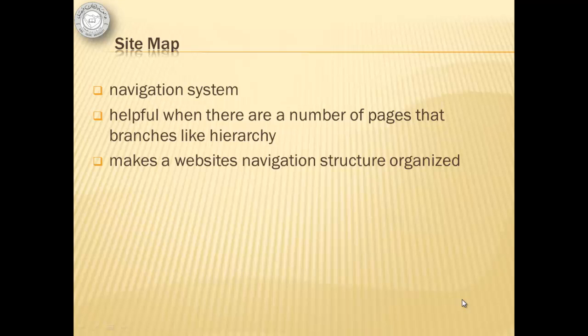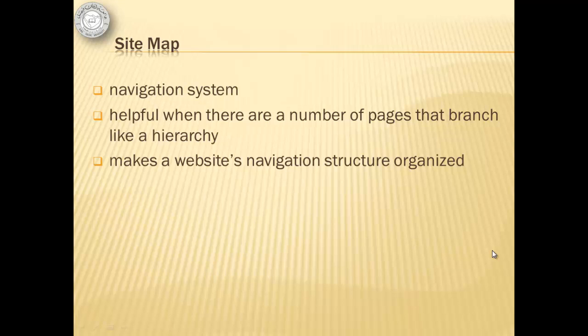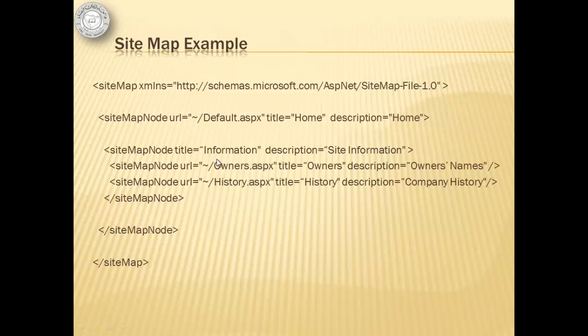So let's get started. A sitemap is a navigation system. It is helpful when there are a number of pages that branch like a hierarchy. It makes a website's navigation structure organized. Let's look at the sitemap example. Notice that it begins with the sitemap element. Second, each page is represented by a sitemap node element. And third, it is possible that a sitemap node element can contain one or more sitemap node elements.